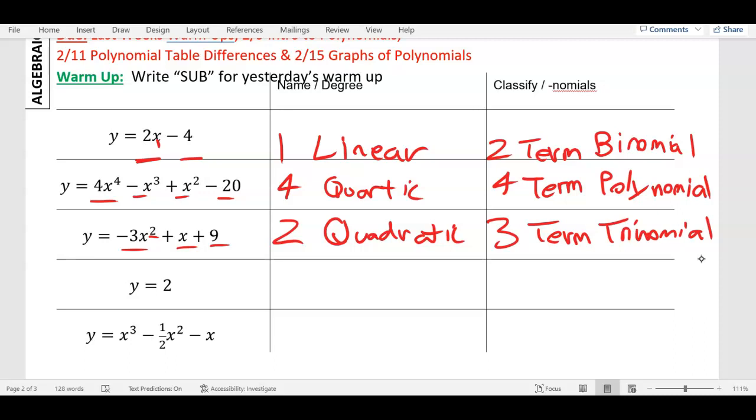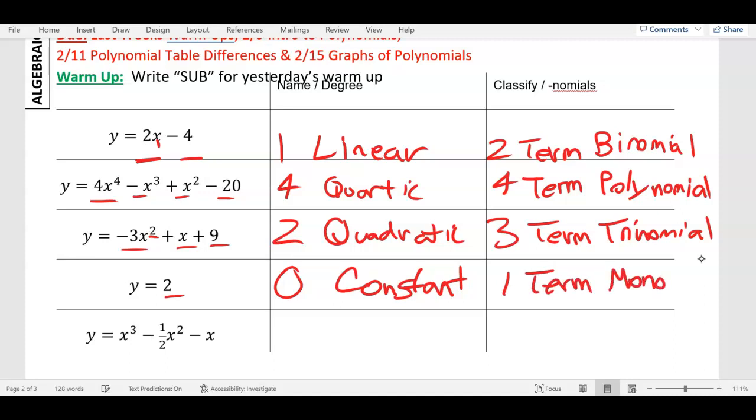All right. Y equals 2. What's that? How many degree is that? You sure? It's not 2? It's 0. All right, so 0 degree is what? Constant, a regular number without an x. Okay? It has no degree. It is a constant number. And if it's how many? Very close. Yes. Just smash it more together. Monomial. All right, so that's 1 term because it's 1 number, and 1 term is monomial.